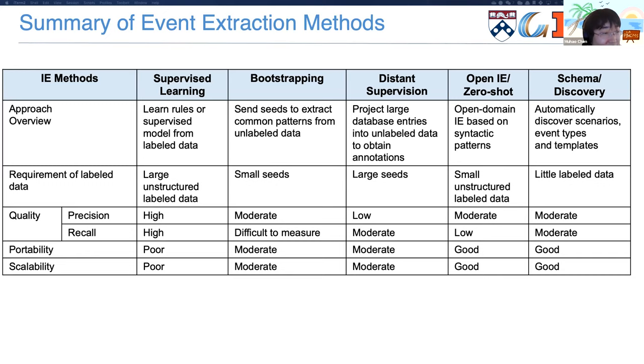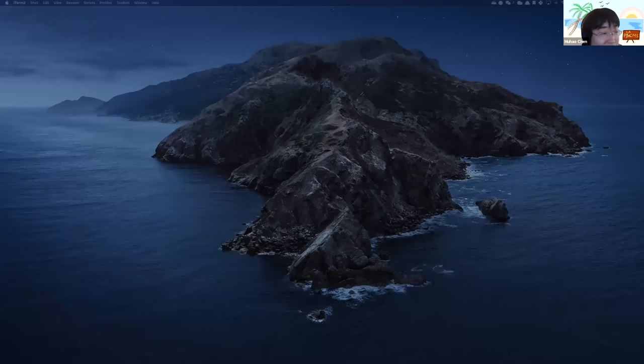Thanks, Manling. So let's now move on to Qiang for the second part of event-centric information extraction, which is mostly about event-event relations.